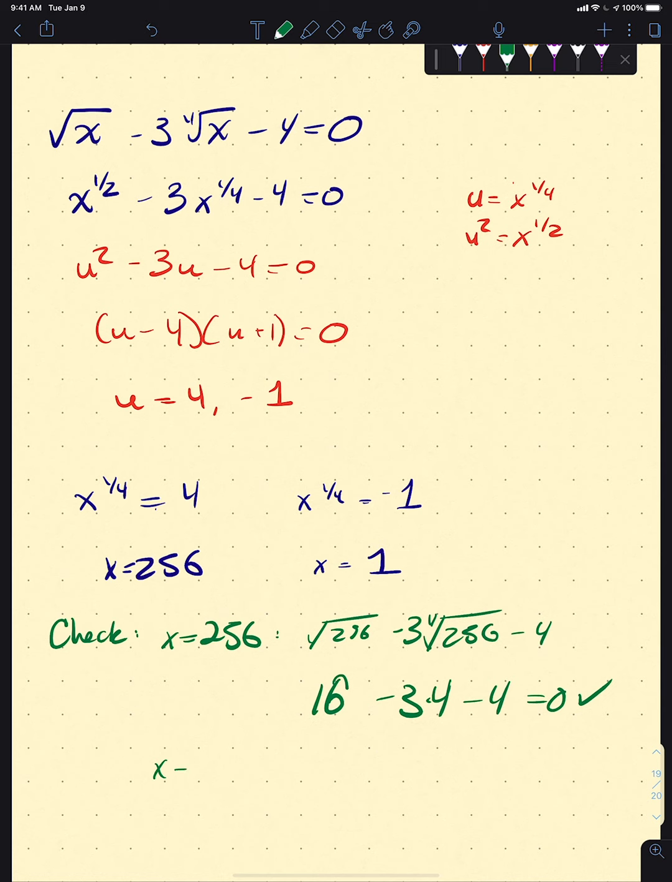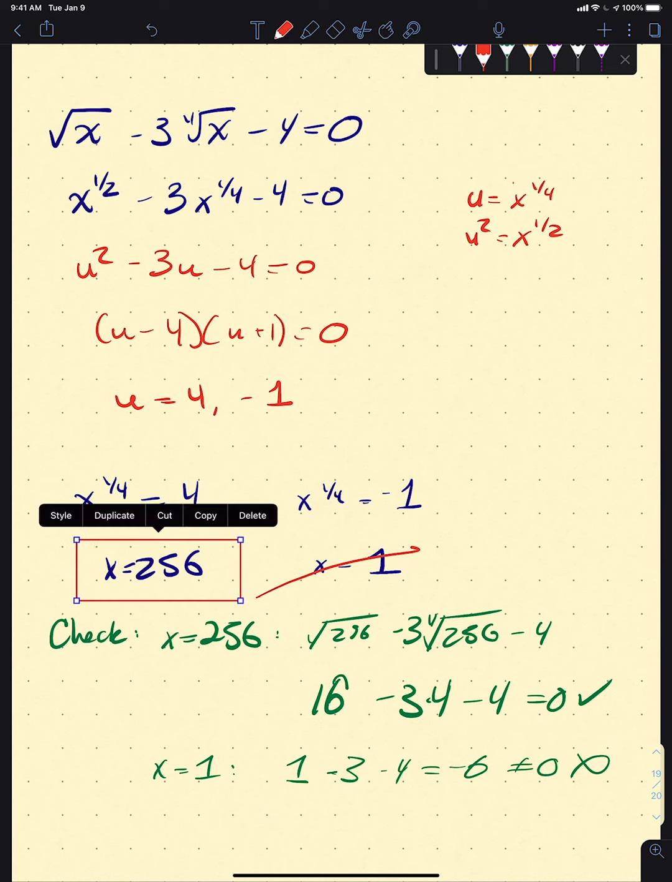Now we can check our final solution of x equals 1. And it looks like we have the square root of 1, which I will just write as 1, minus 3 times 1, or 3, minus 4. That to me looks like negative 6, which does not equal 0. So this solution fails, and we're left with our final solution, just one of them, of x equals 256.